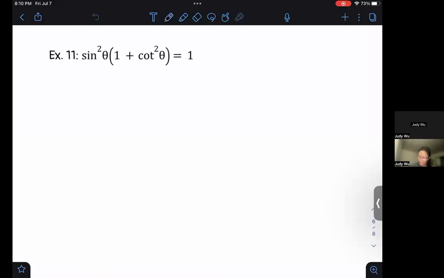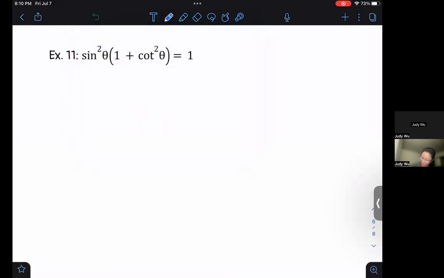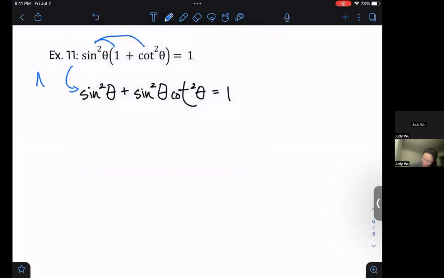Example 11. We're going to choose the more complicated looking side, and we're going to try and make it look like the other side. All right, so I see the sine squared, and one of my natural tendencies is to go ahead and distribute, right? We see something outside of parentheses, we distribute, we get sine squared theta plus sine squared theta cotangent squared theta equals 1. Okay, and so we'll call this algebra.